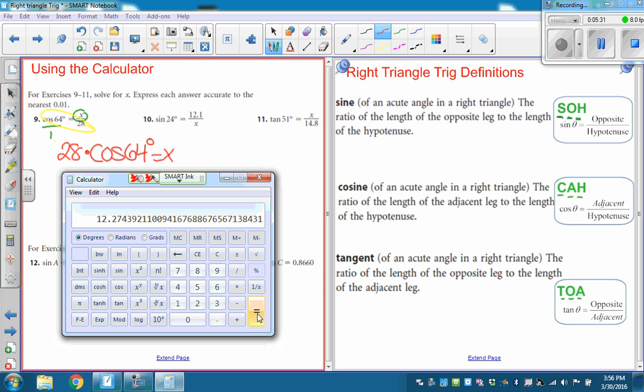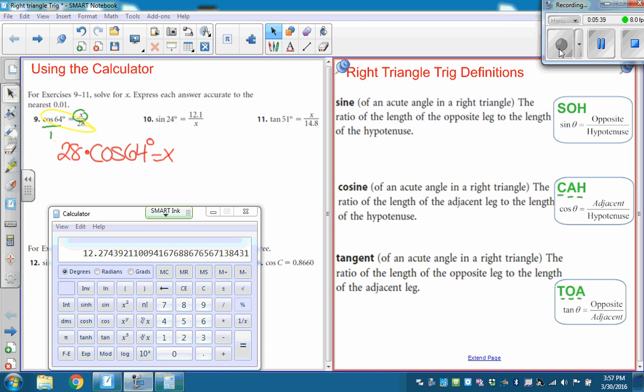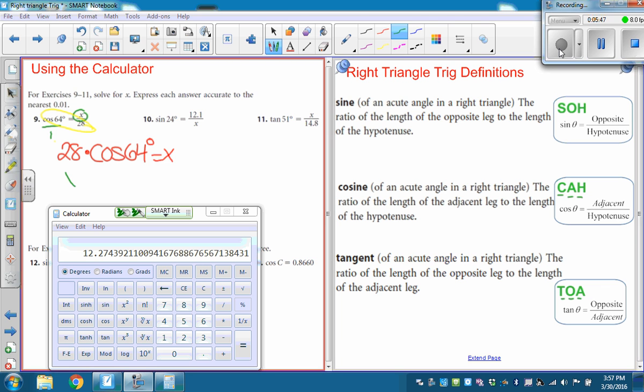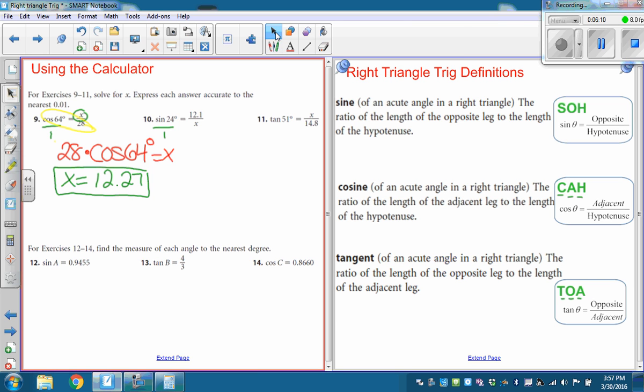And the answer, we're going to express each answer accurate to the nearest 100th. So in looking at my answer on the calculator, to the hundredths place, I would say x is 12 and 27 hundredths. So problems 9, 10, 11 are just ratio and proportion problems. You might think there's a slight difference between 9 and 10 because the variable is in the denominator on 10. Let's shrink this up a little bit.